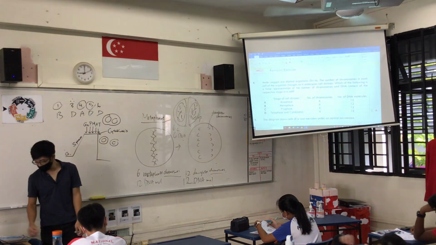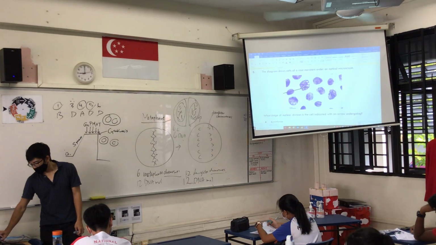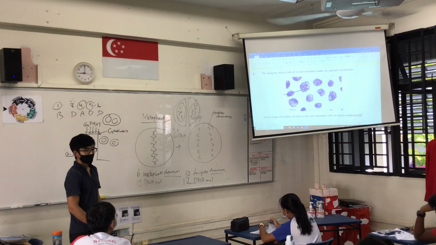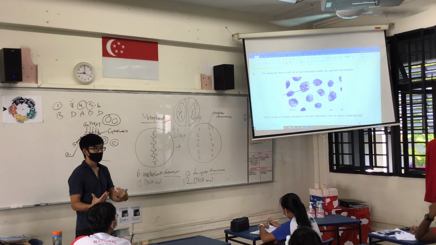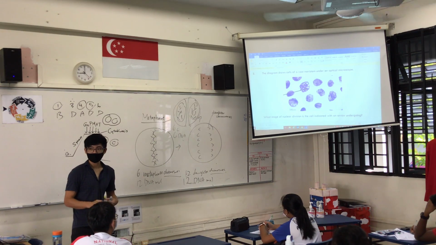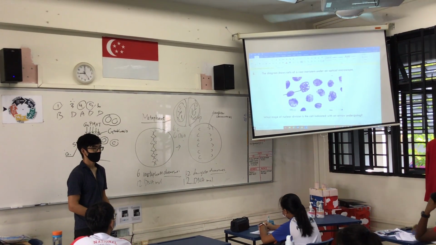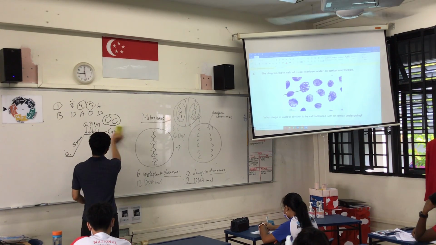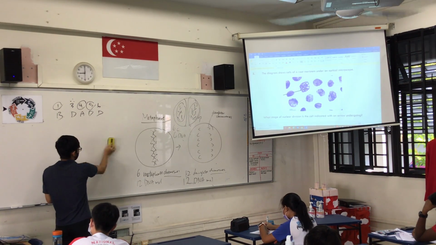Next, question 5. Question 5 is an important skill for this chapter. We like to see if you can identify the phase of mitosis based on actual diagrams. This is really quite a skill to pick up. I find it quite fun to try to identify.